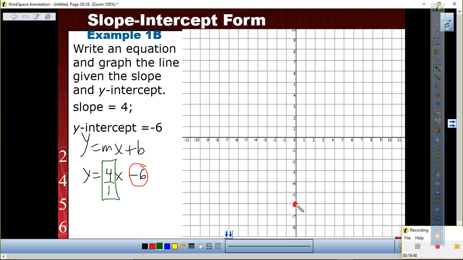From here we go 1, 2, 3, 4. 1 to the right. Plot your point. Do it again. 1, 2, 3, 4. 1 to the right. Plot your point. Do it again. Graph your line. And it should look something like that.